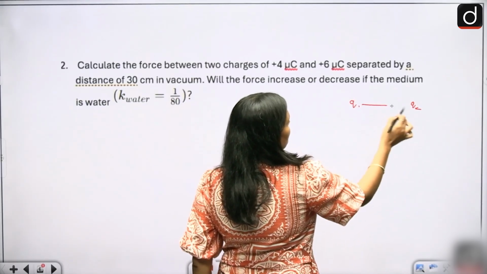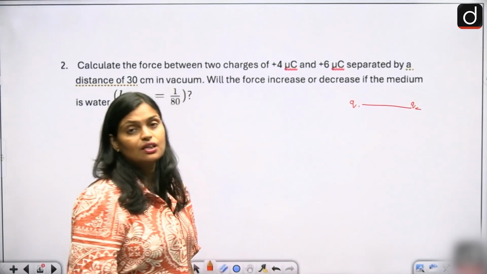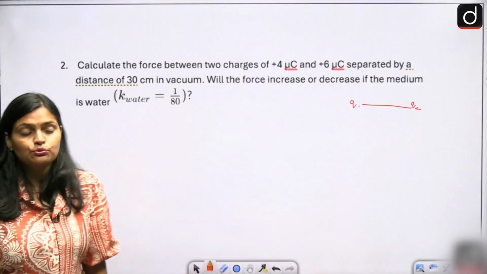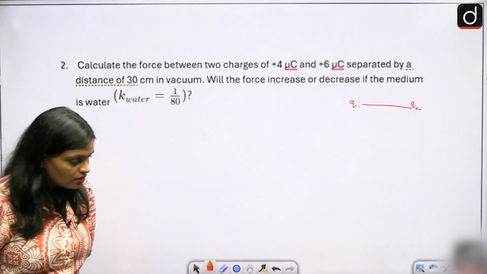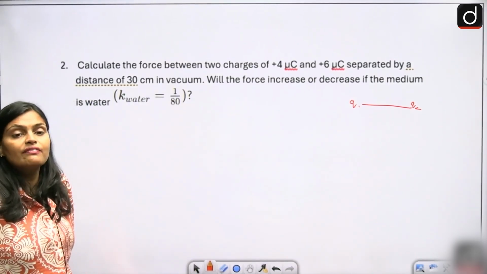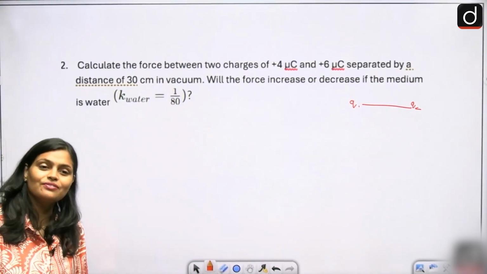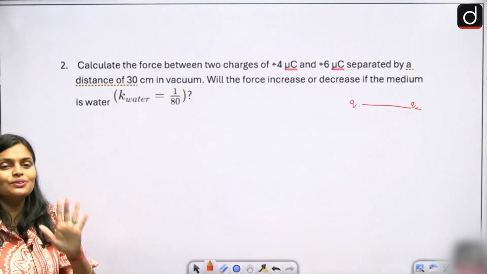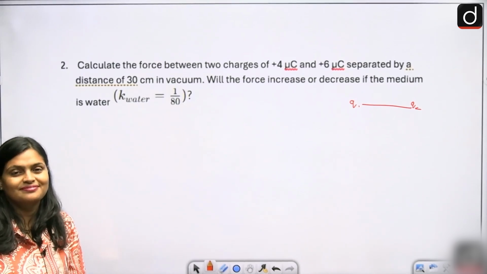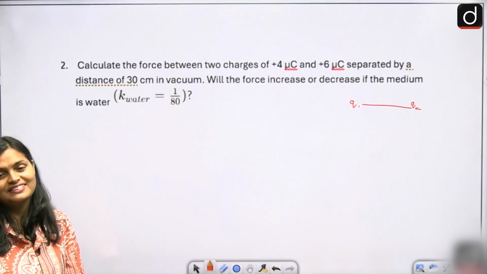Whenever you have to calculate the force between two charges, which law applies here? Just try to solve, everyone. First of all, same thing, try to write down the given and then apply the formula. Okay, I will give you the hint. Coulomb's law. Now just apply and then try to solve the question.